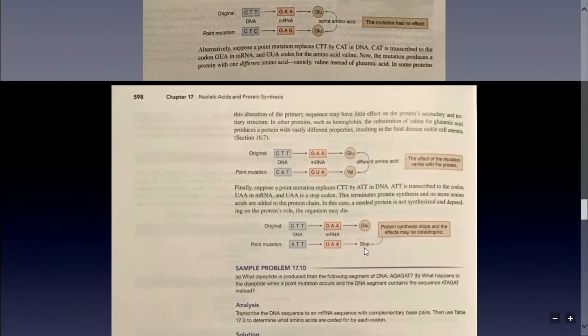So you literally shut down the whole process. Like, what if that happened early on in the thousands of nucleotides that need to be translated? Well, you'd be stopping the process way too early. So a stop codon would be bad in that spot.